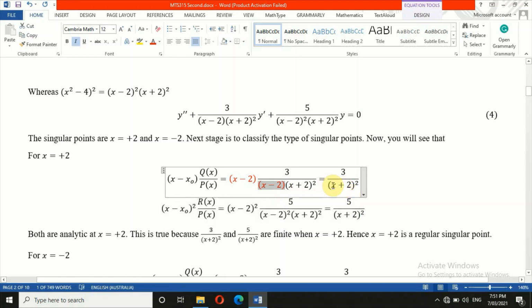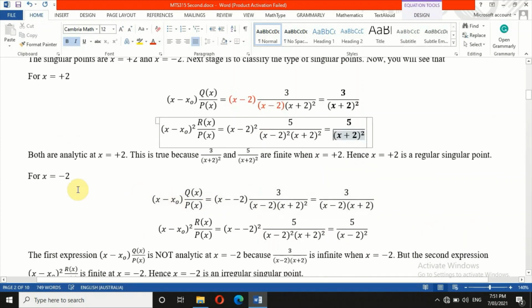If you put plus 2 here, plus 2 is 4. 4 squared is 16. So definitely this one is 3 over 16. If you put 2 here, 2 plus 2 is 4. 4 squared is 16. This is actually 5 over 16. So you see that what we have here is finite. Let me bold it. What we have here is also finite. So we can answer that both of them are analytic at x equals x0. This is true because this expression and this expression are finite when x equals plus 2. So hence we can say that x plus 2 is a regular singular point.